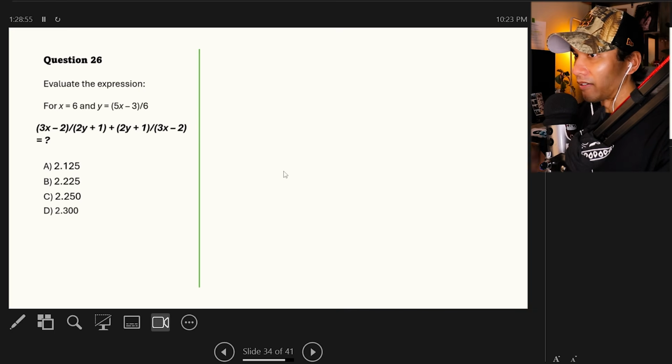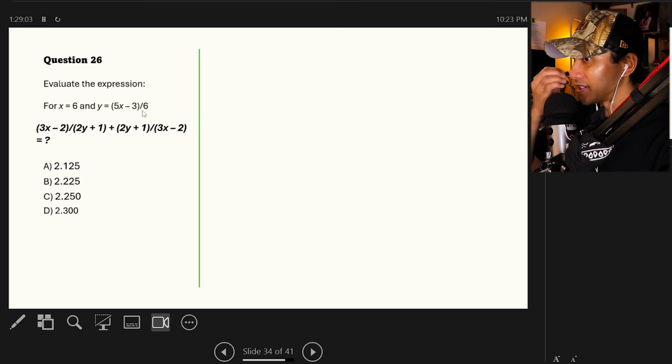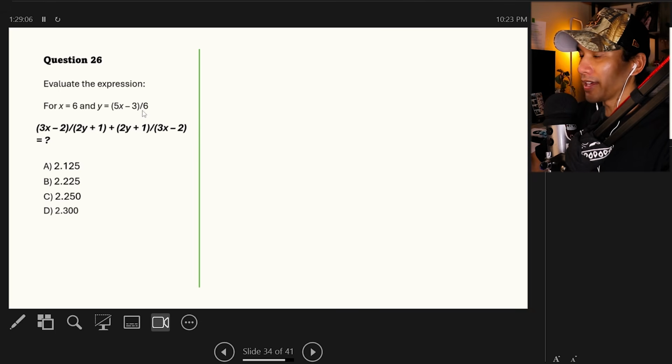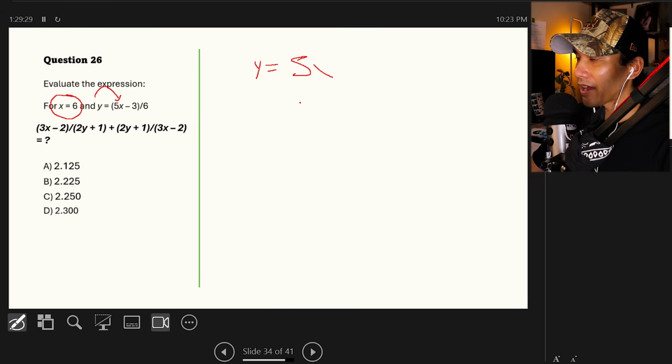All right, here we go. Evaluate the expression: x equals 6 and y equals (5x minus 3) over 6. For this, you wouldn't just plug in the x value and then plug in the y value in here. That would be way too much work. What you would do first is put this x value into here to find y. So you would get y equals 5 times 6.